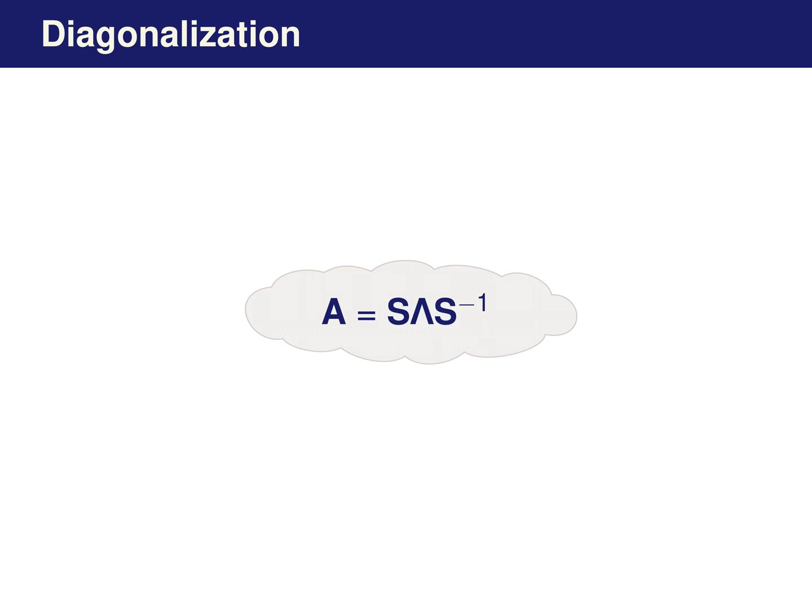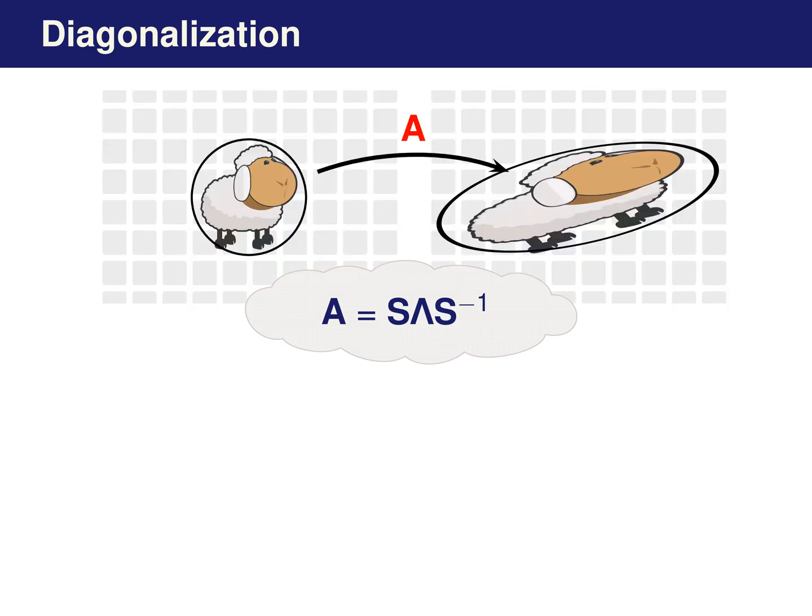Because lambda is a diagonal matrix, the variables are completely uncoupled in this basis. This can really simplify a problem. Recall the lesson on non-standard bases. Matrices are similar if they have the same action in different bases.